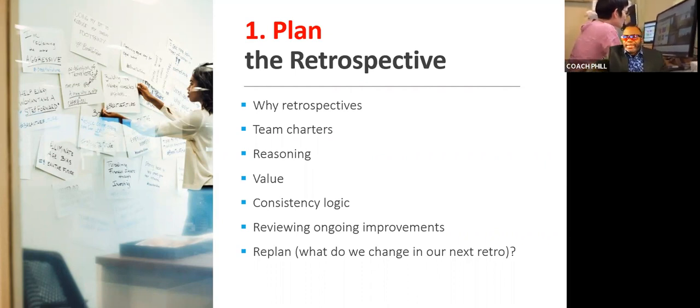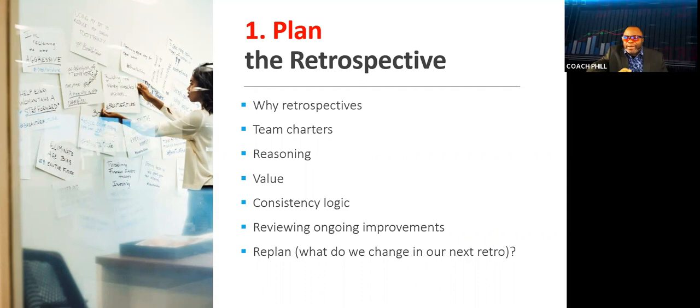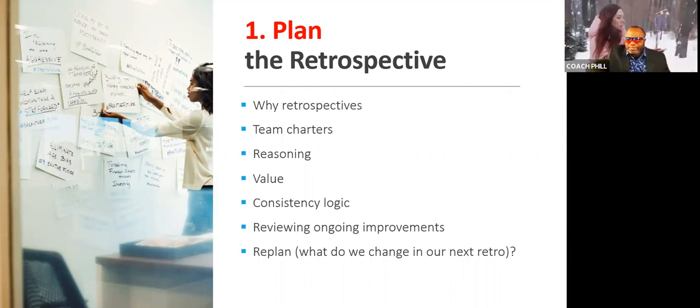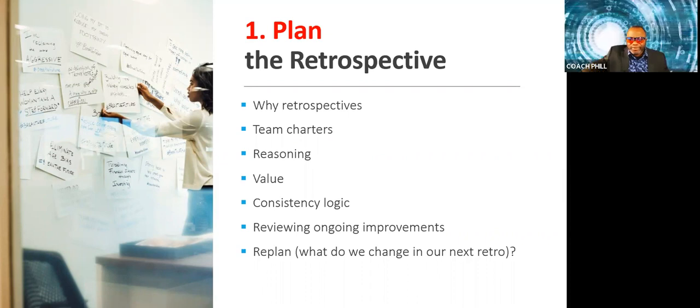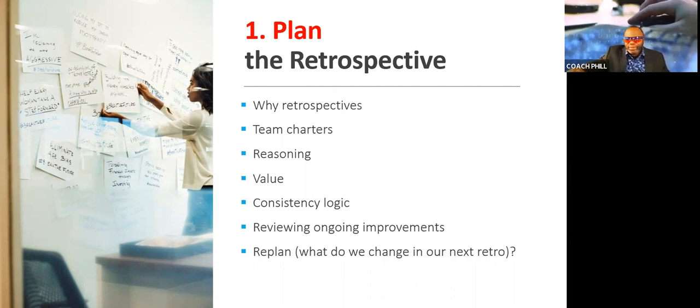They also need to understand that this is all about reviewing ongoing improvements and doing things progressively. We're not looking to improve in the blink of an eye in every circumstance. Sometimes it's a change in mindset, but other times it could take time. One of the things you're going to do as you plan is also replan. What can we do in the next retrospective? So as you're planning for the retrospective, you're looking to do better in your facilitation of the retrospective. That needs to be part of your planning.